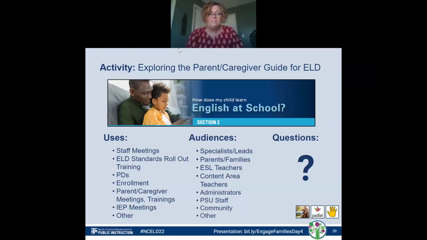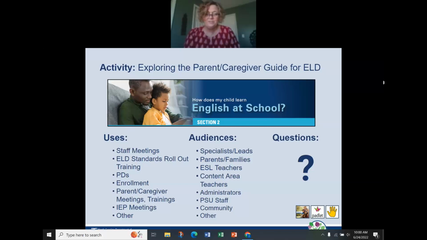So as you leave today, don't forget you have this Padlet to brainstorm your ideas for next year and for the upcoming year. Anything else, Sattli or Tim, for section 2?